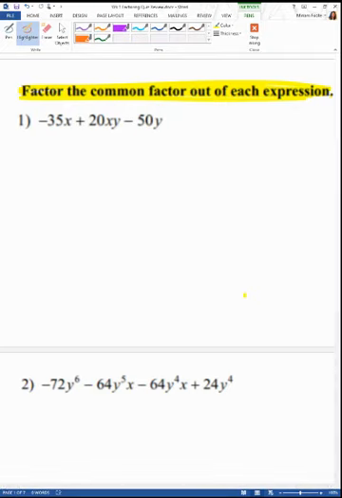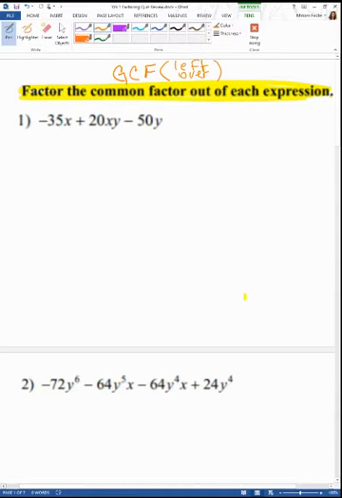So the first thing you want to do is look at your directions. It asks you to factor out your greatest common factor, GCF. And when that is the case for the directions, the format is going to be GCF is on the outside, what's left over is on the inside.